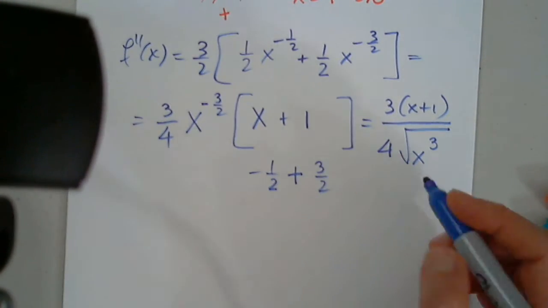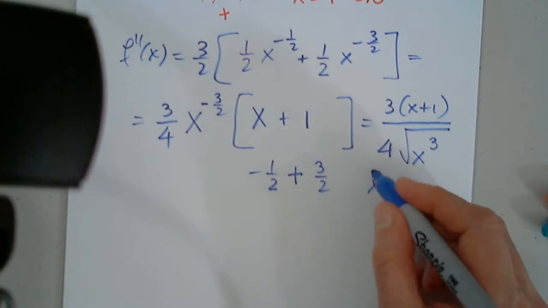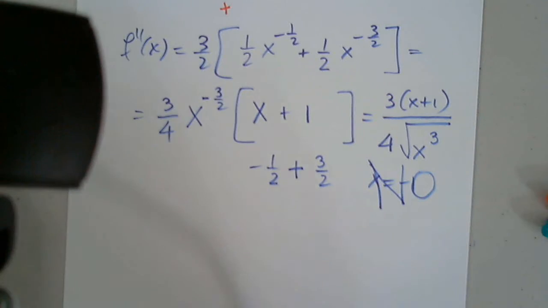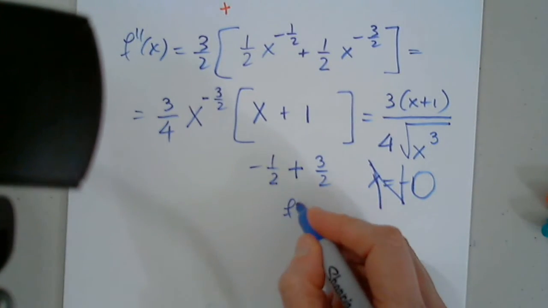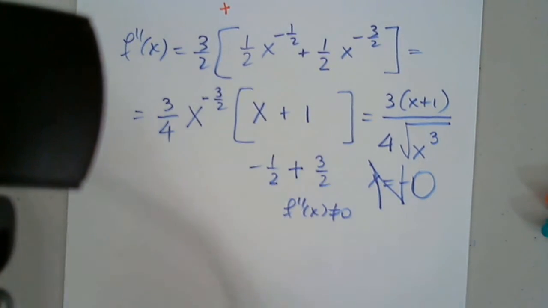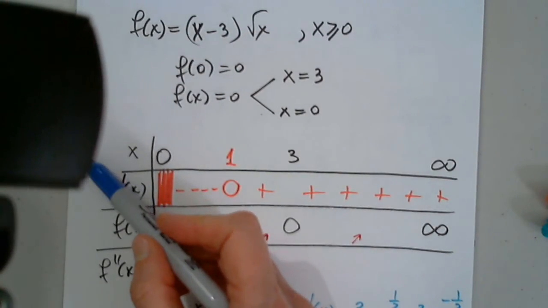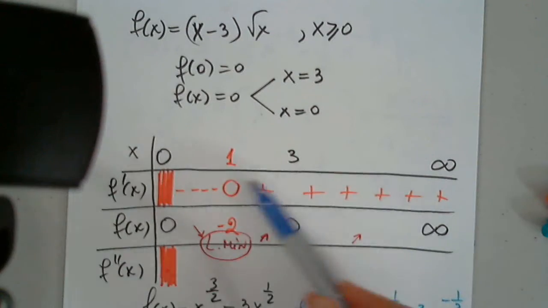And you can say, oh, that's so nice, x equals negative 1. No. So the second derivative cannot be 0. Why no? Negative 1 is here. It's not in the domain.